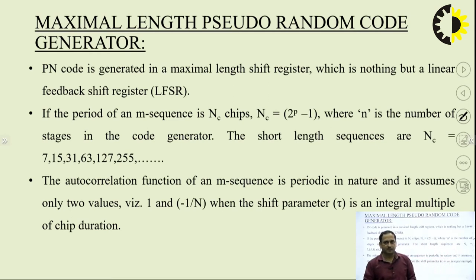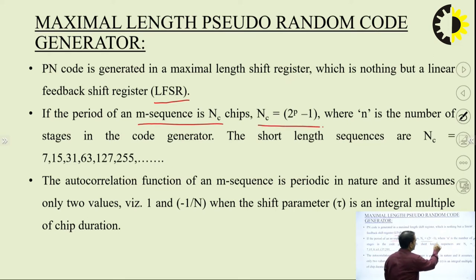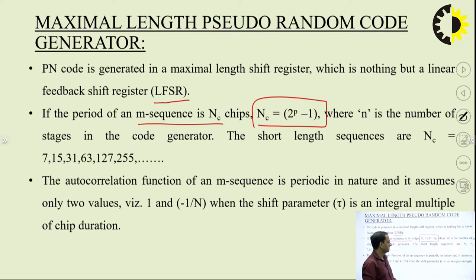In that, this code is nothing but the LFSR, the linear feedback shift register. In that, we use the feedback section. In the feedback, we do the modulo 2 sum operation, and then again the feedback will be there from the output. So if the period of the m sequence is Nc chips, then Nc is equal to 2 to the power p minus 1.